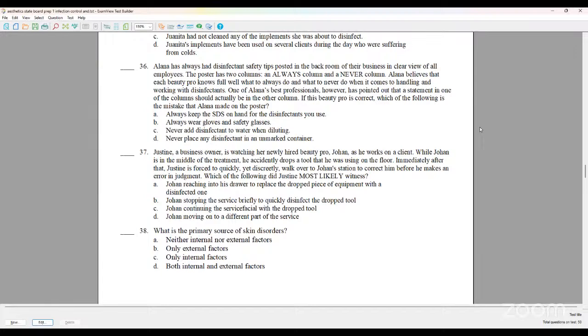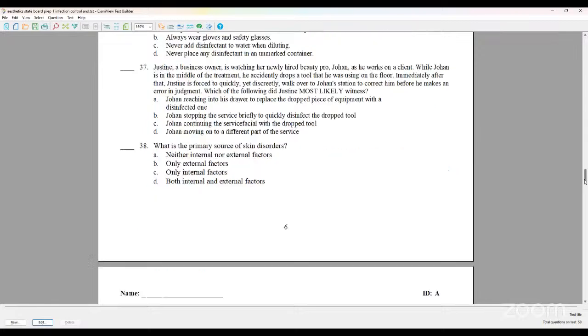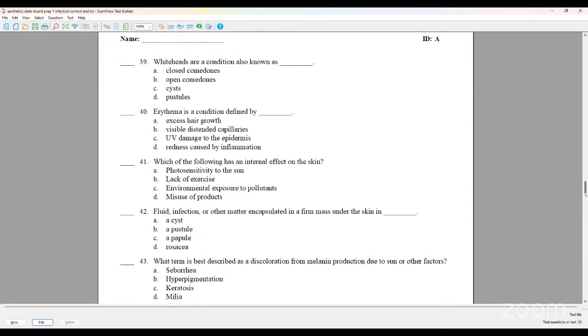38. What is the primary source of skin disorders? Neither internal nor external factors, only external, only internal, or both internal and external factors can cause skin disorders. 38 is D. Correct. 38 is D. All right.